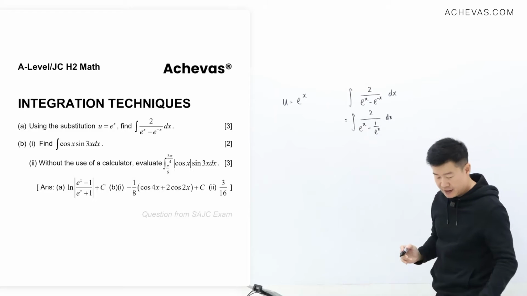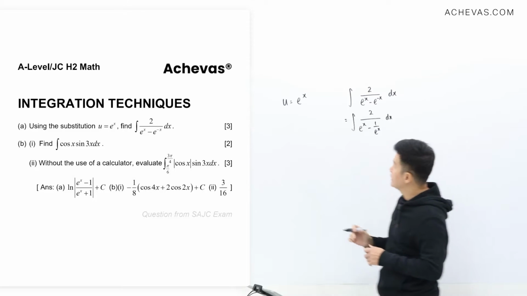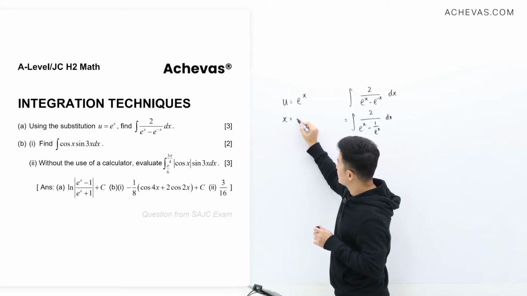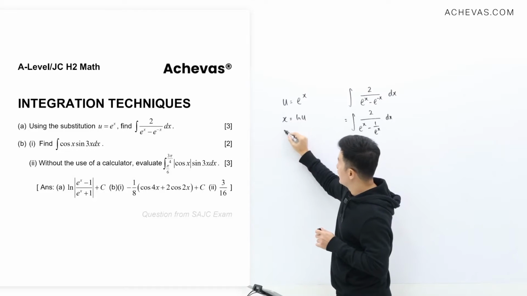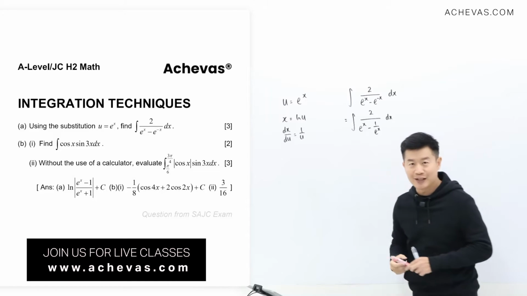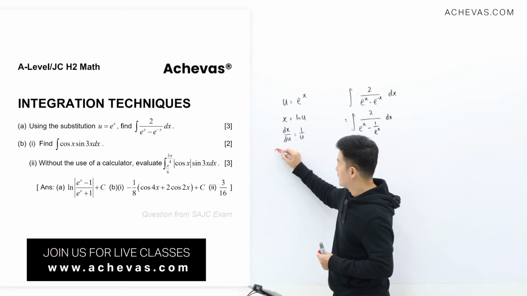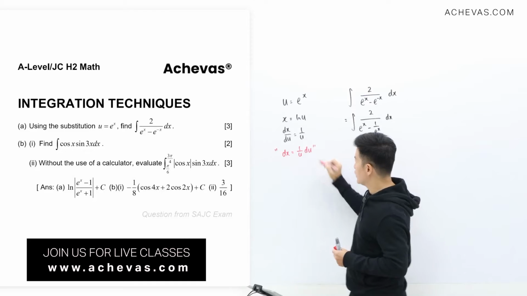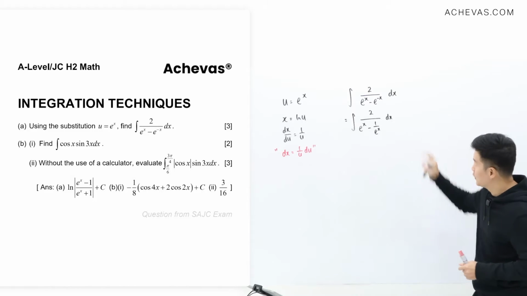As for dx, in order for us to replace dx, we will try to maybe first make x the subject. x is going to be equal to ln u, and dx/du is equal to 1 over u. And this is such a good notation that it helps us to imagine it as if dx can be replaced by 1 over u du. So that is exactly what we are going to do here.